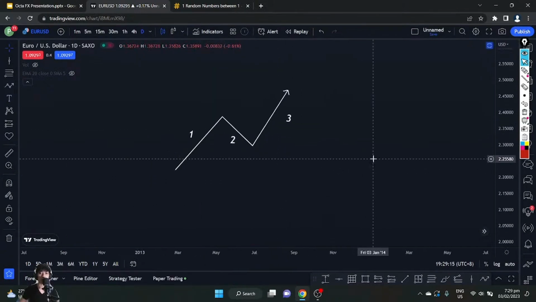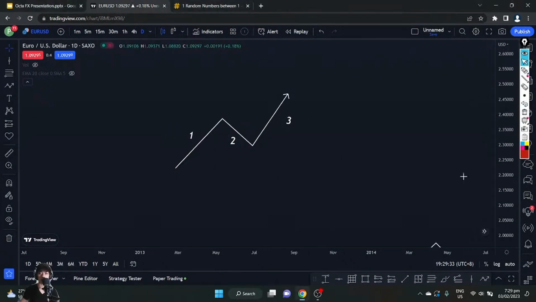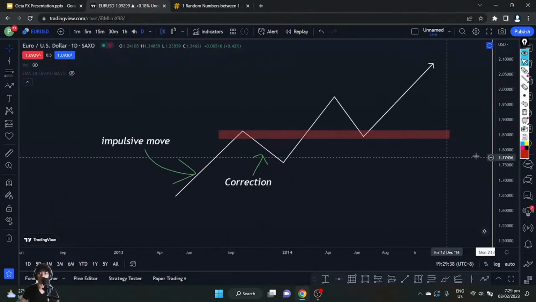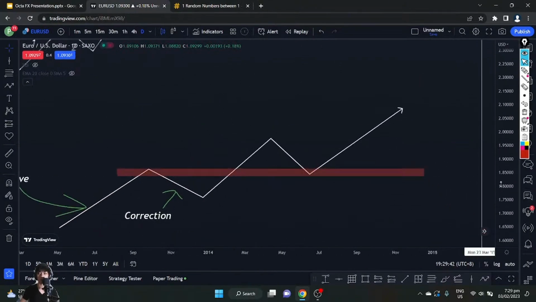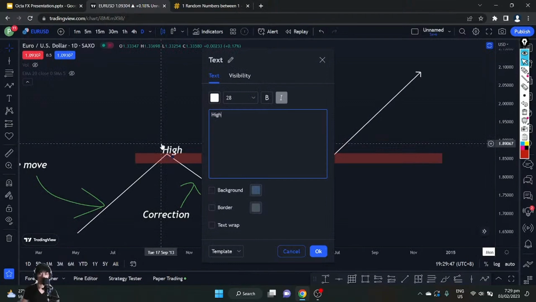That is why we call it a 1, 2, 3 pattern. We can also call it ABC. Other traders are calling it ABC as well. In this example, let's stick to 1, 2, 3, and we should also be aware that this structure at the top is what we call high.